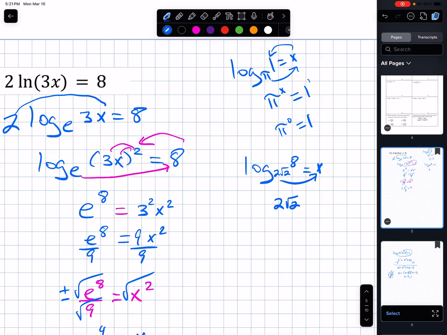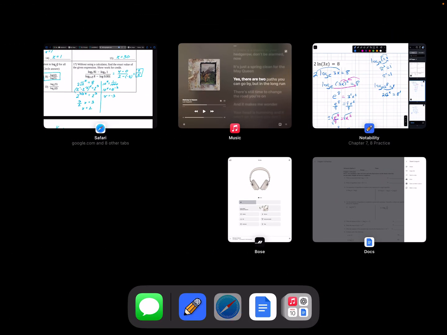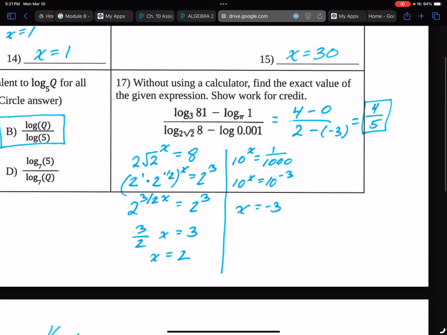So 2 root 2. I'm rewriting exponentially: 2 to the x power equals 8 to the first power. Oh, it's right there. So 2 root 2 equals 2 to the first times 2 to the half, because that's 2 to the 1 plus 1 half. So x equals 3 halves. And then I can rewrite 8 as 2 cubed. That's the part that most kids will miss. It's like you're talking gibberish.